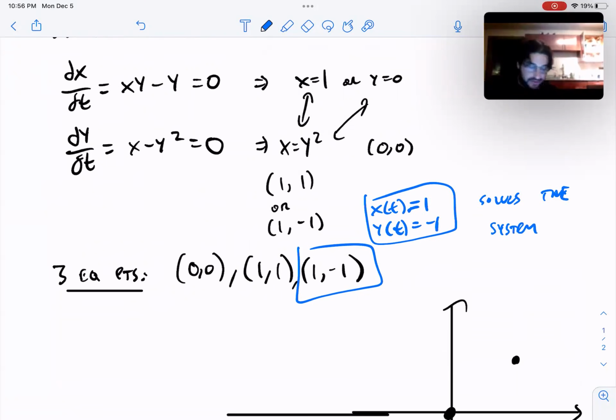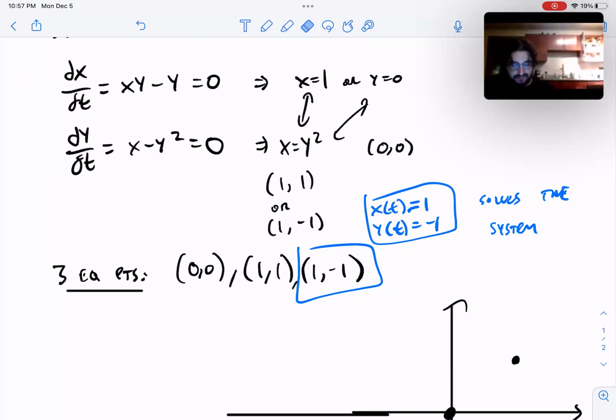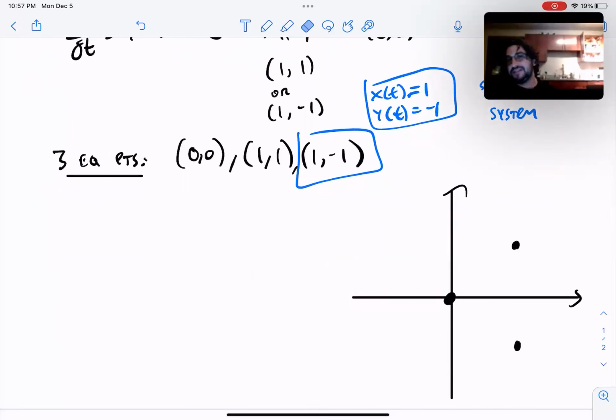And why does that work? On the left-hand side, you just have 0 because you're differentiating constant functions. On the right-hand side, you have 0 because, if you plug in those numbers, you get minus 1 plus 1. And here it is 1 minus minus 1 squared, which is 0. And here it's 0 because it's the derivative of a constant. So that's what these equilibrium points are. They're really parametric curves that solve the system, just given by constant functions, which is fine.